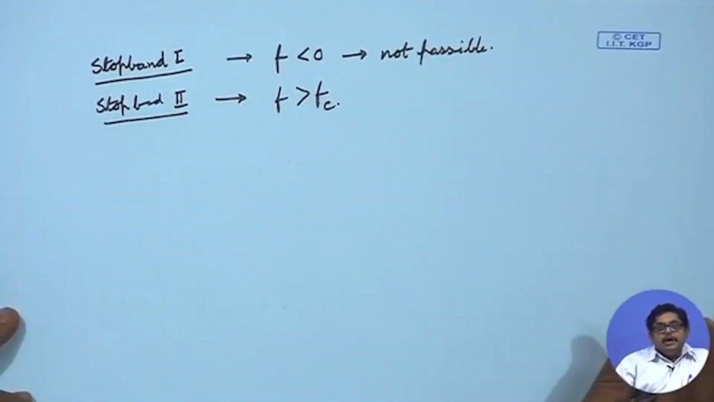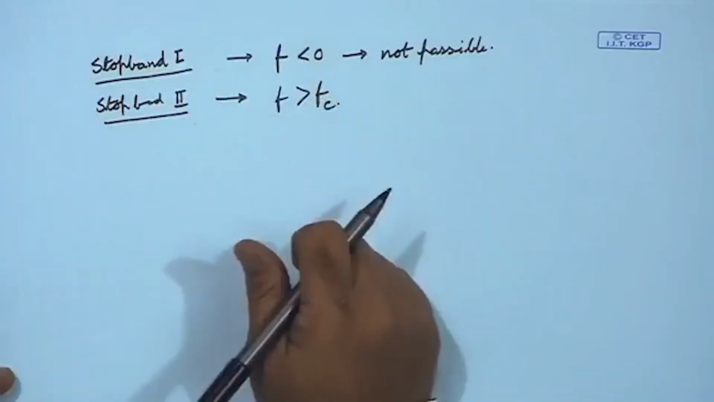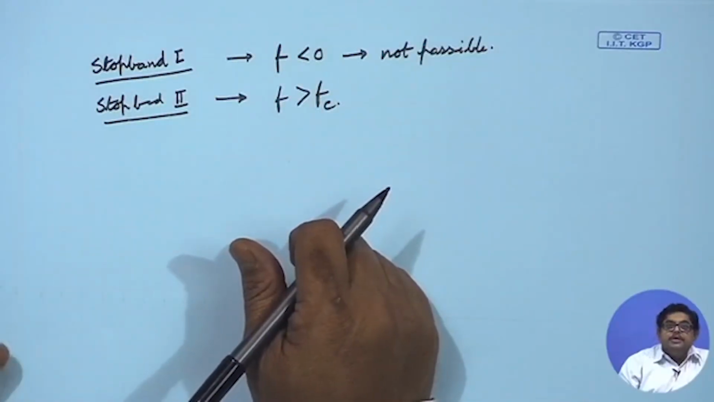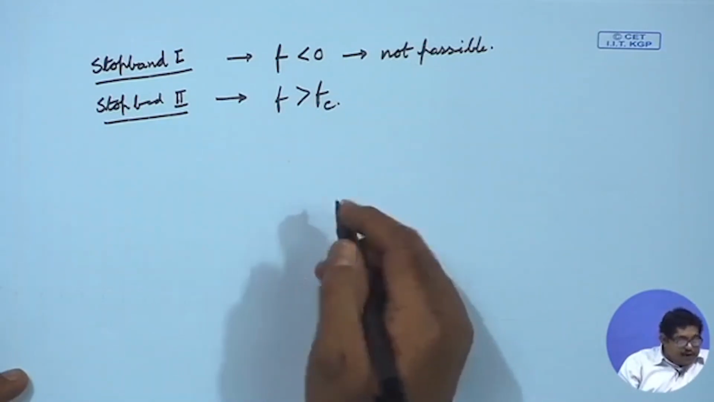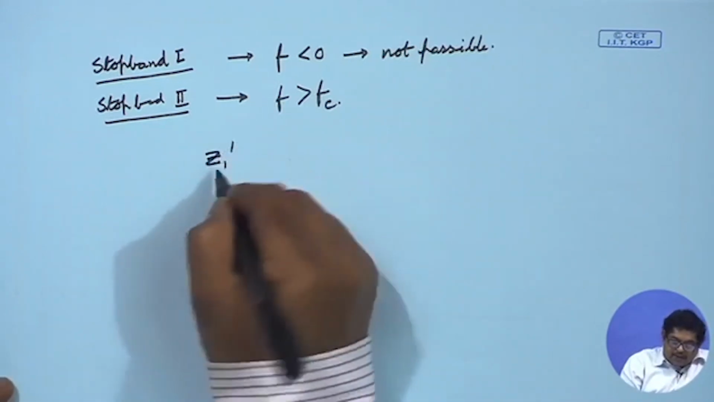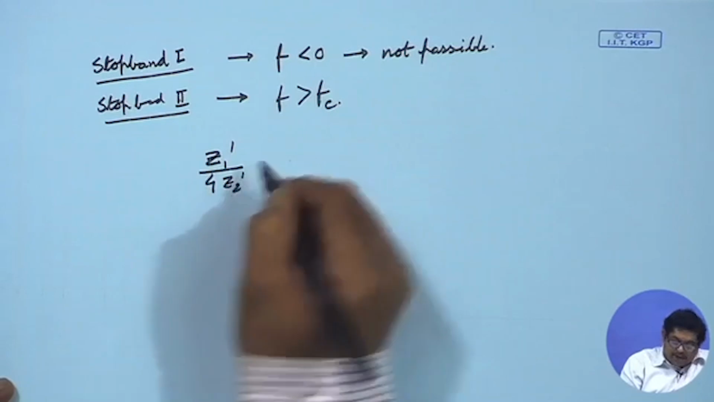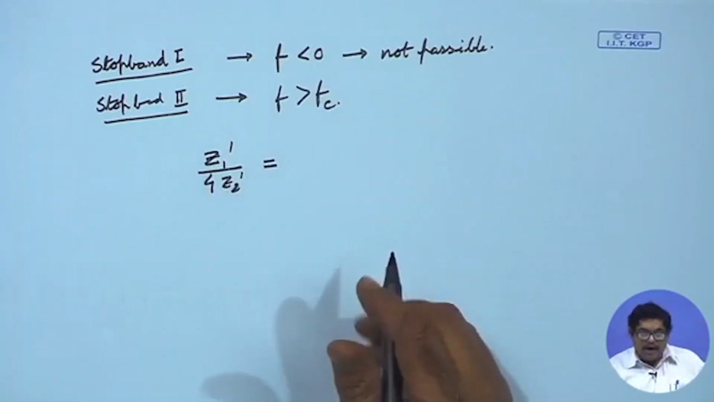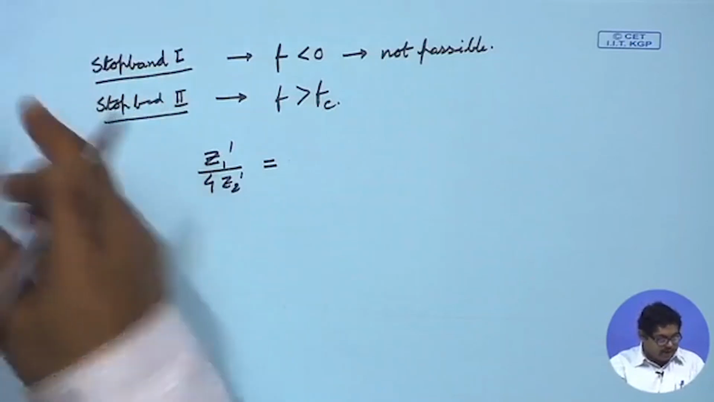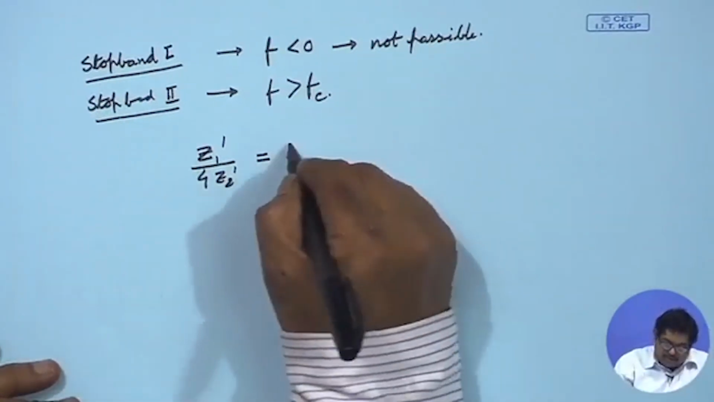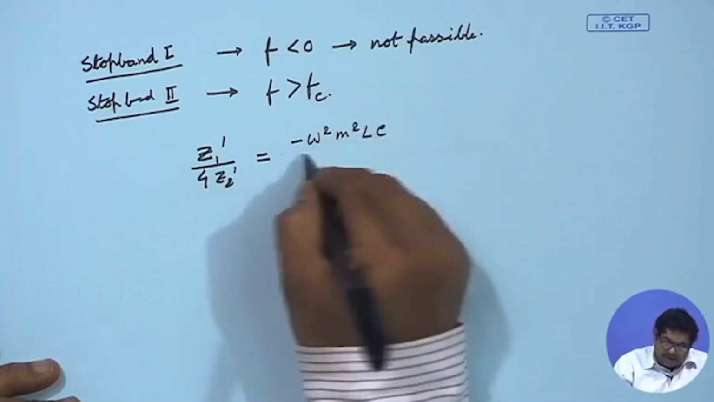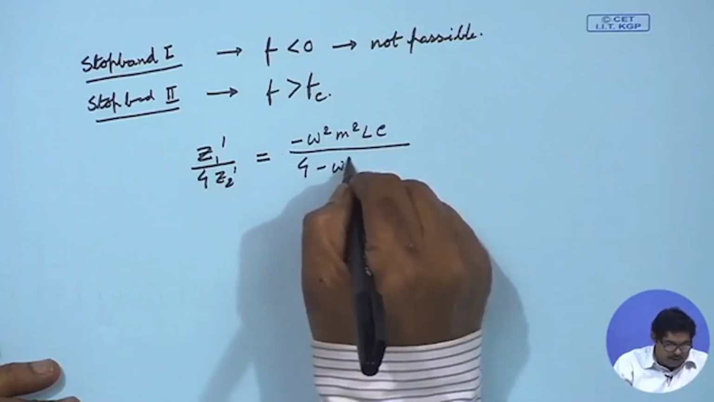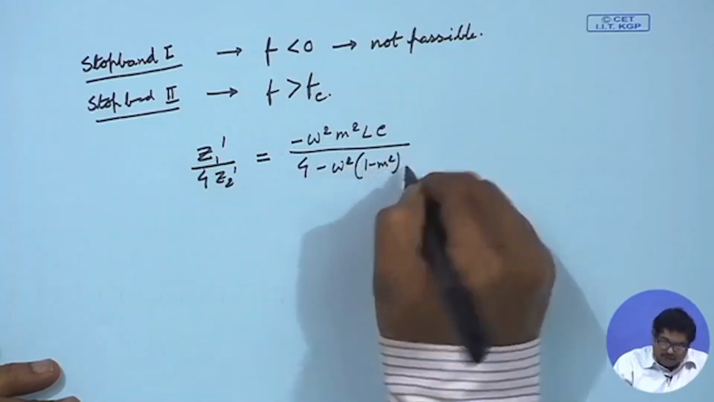The cutoff frequency is the same, etc. We have enforced the characteristic impedance to be the same as the constant k section. So, then what have we gained? To see that, look at the z 1 dash by 4 z 2 dash expression carefully. I rewrite that again here, z 1 dash by 4 z 2 dash is omega square m square L c by 4 minus omega square 1 minus m square L c.